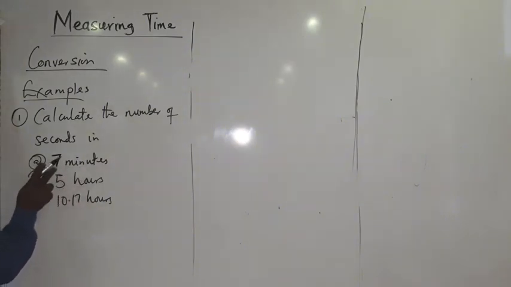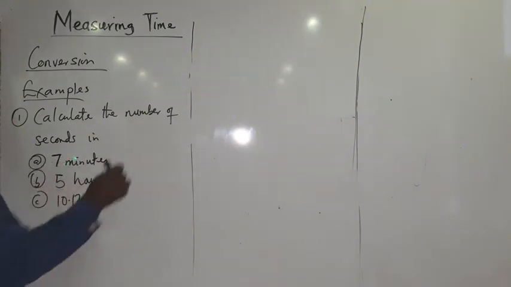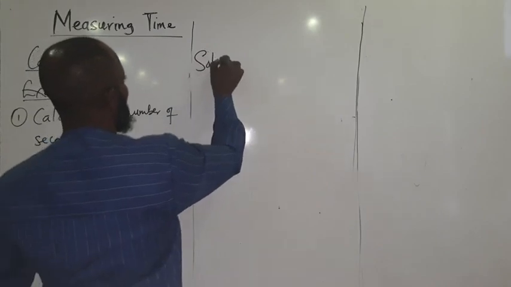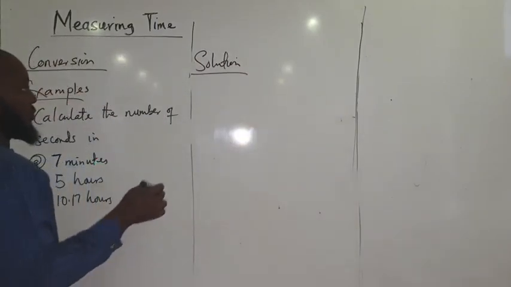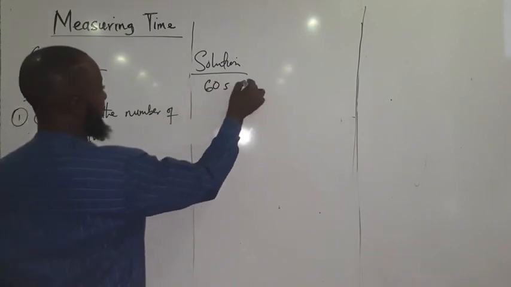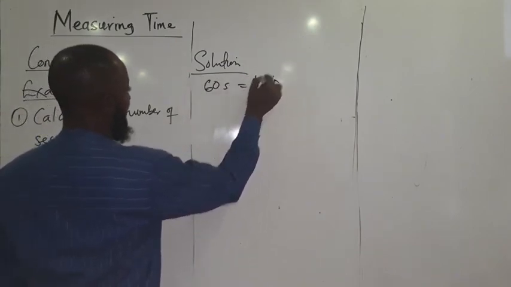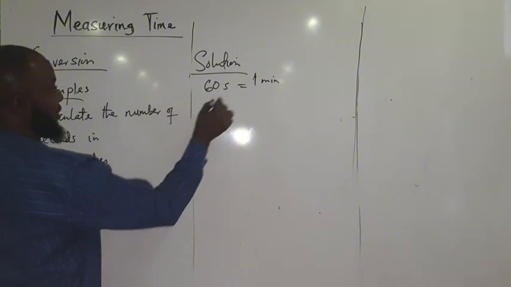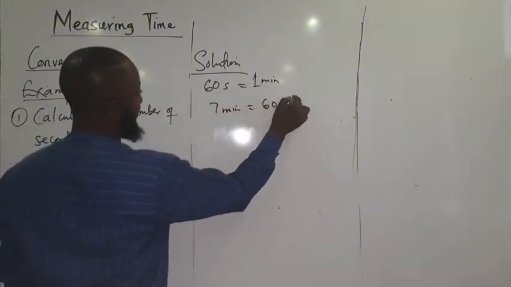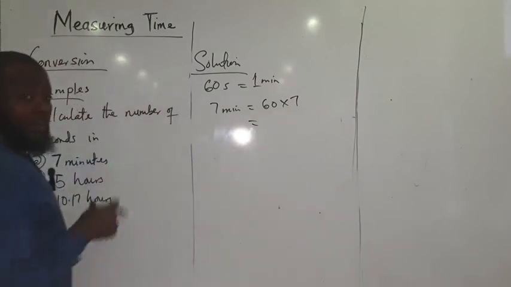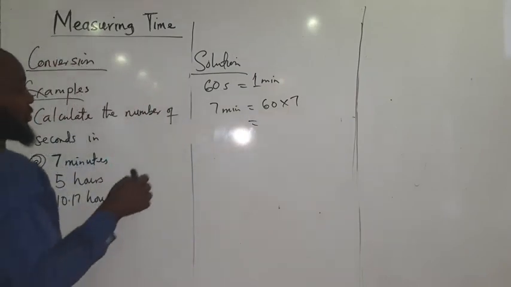So how many seconds do you have in 7 minutes? To solve that, the first thing is: how many seconds make 1 minute? That is 60 seconds equals 1 minute. Now that means 7 minutes will be 60 multiplied by 7. I hope I'm making sense. So that gives us what?